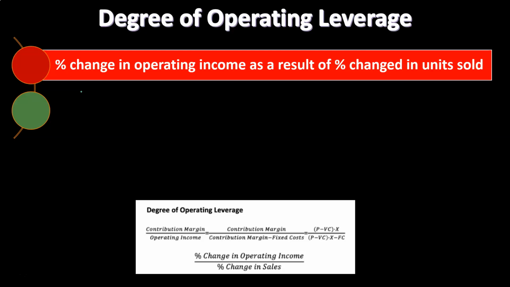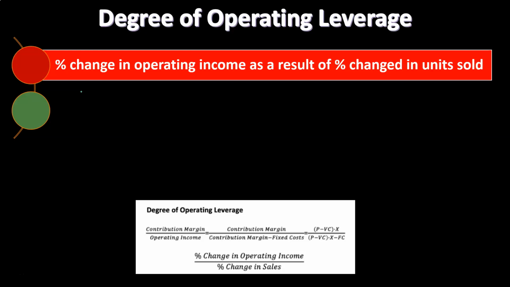So how does the percent change in operating income as a result of a percent change in units sold apply to the breakout between the variable costs and the fixed costs? You'll recall that the operating income is basically the income before interest and taxes. We're going to consider the operating income from operations, the net income before we consider the deduction for interest, and before we consider the deduction for taxes.